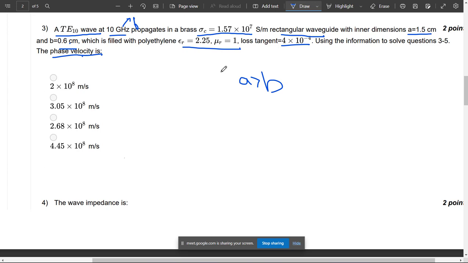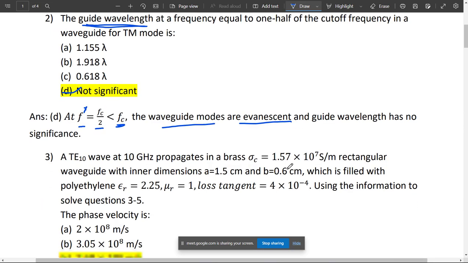Can someone from you tell me how to solve this question? Oh, okay, let's go ahead.